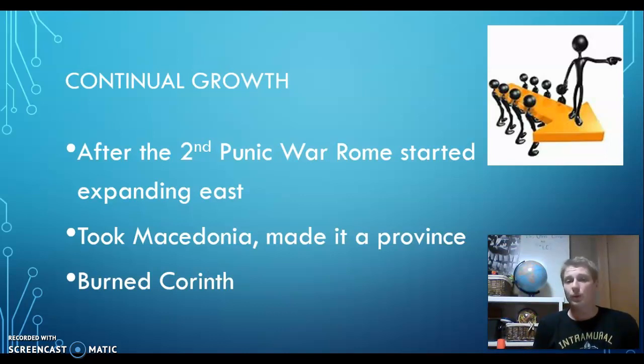But after the Second Punic War, Rome started feeling good about themselves and expanded east into the land of Macedonia. We remember Macedonia because that's where Alexander the Great was from, the heartland, the center of the Greek world. And so they go, they conquer it, and they made it a province. They burned the city of Corinth. You can look that up.